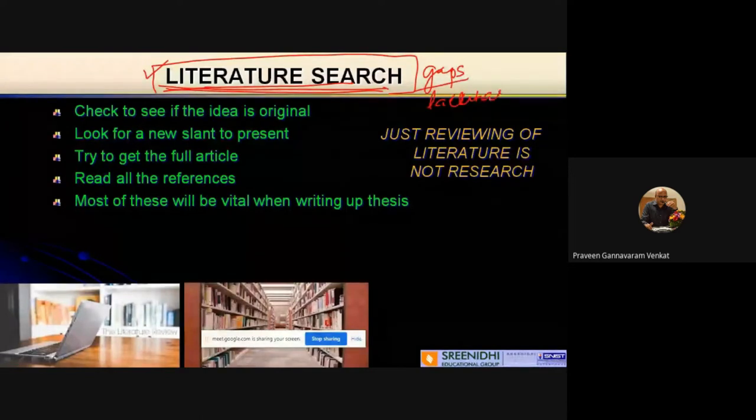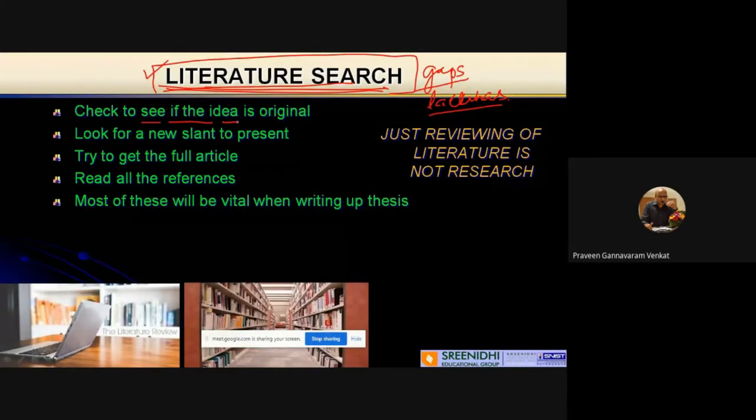We also have to develop lacunas. You have to observe lacunas. Check whether the idea is original or not. We may get some idea, but if it is already there in our literature survey, that will be useless. So we have to check whether our idea is already available in the literature, and look for a new slant to present. It should be a new thing with respect to the literature already available.